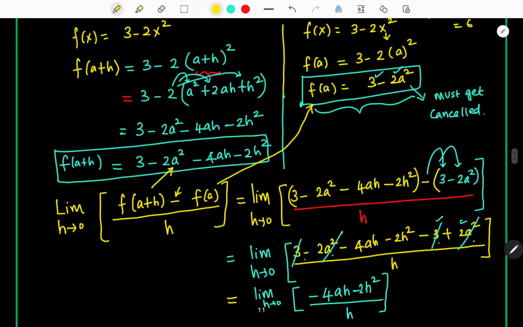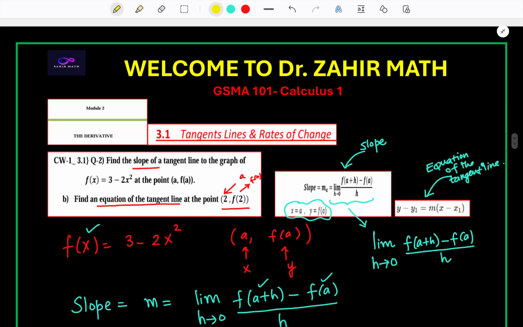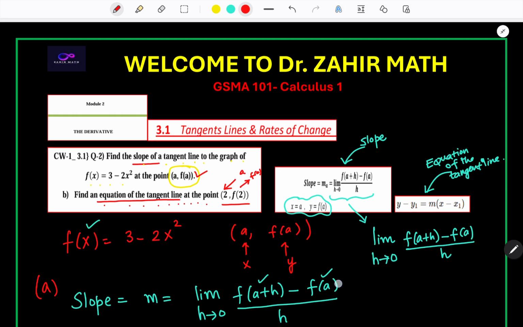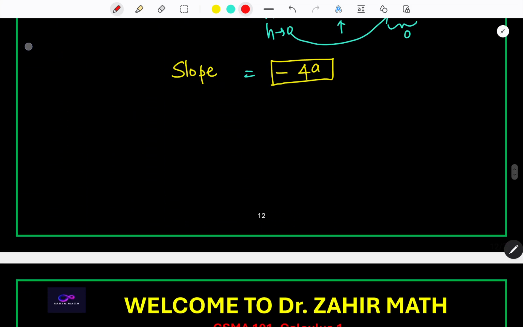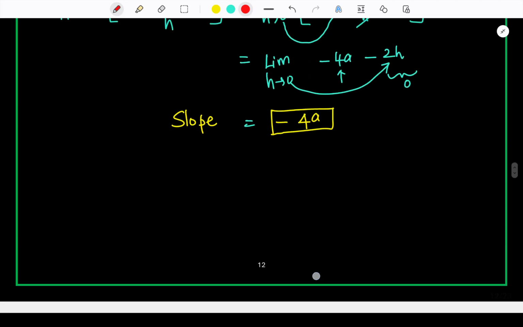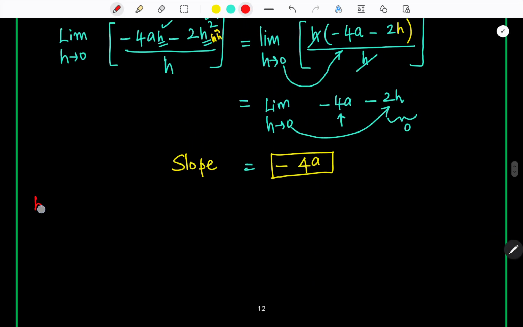So let's go back to the question. What is the question? Find the slope of the tangent line to the graph at the point a comma f of a. So this we finished. Now what is the second question? Actually this is your A question. And what is your second question? Find the equation of the tangent line.